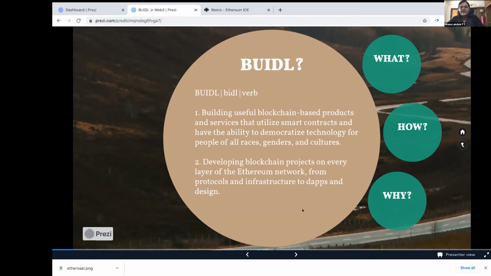Of course, the second point is very specific to Ethereum. That is, what does BUIDL mean? It means developing blockchain projects on every layer of the Ethereum network, starting right from the protocol to the infrastructure to the DApp and the design. So your entire stack, we call this a stack. Even in the Web2 ecosystem, we call it a stack, which includes right from the UI UX design experience, to the application itself, to what kind of decentralized infrastructure you use for your application, and then what kind of protocols do we use, right?